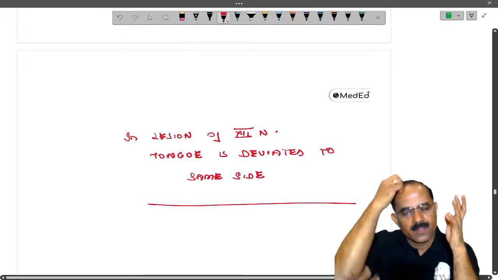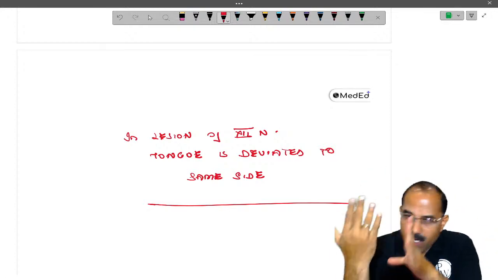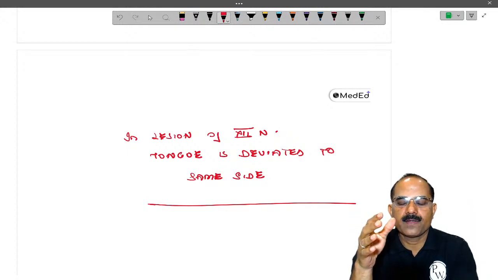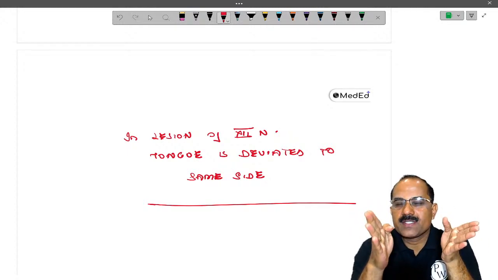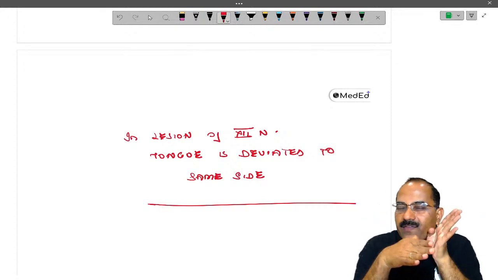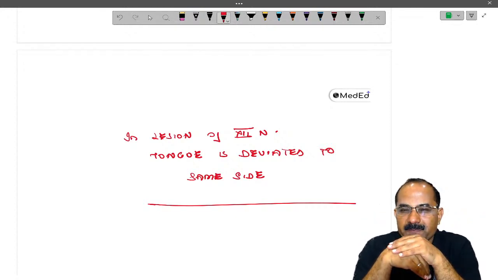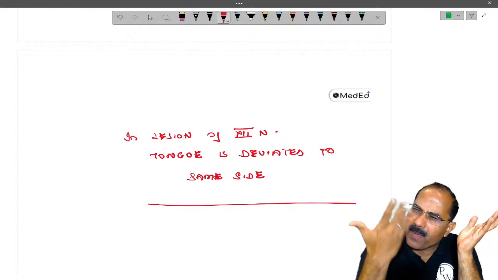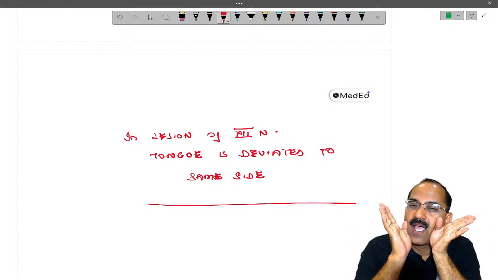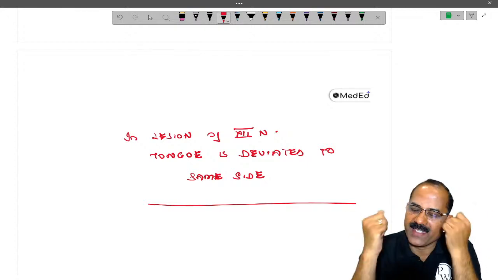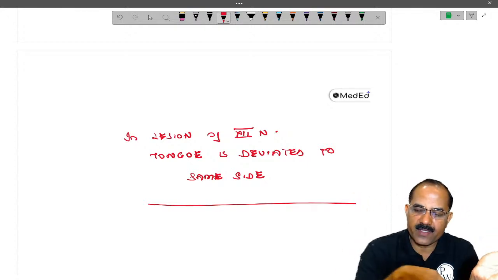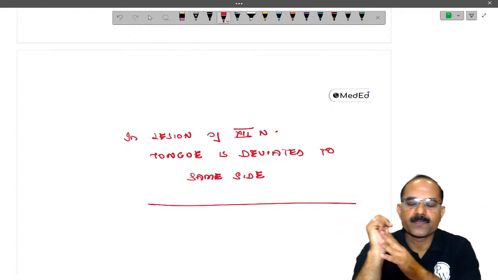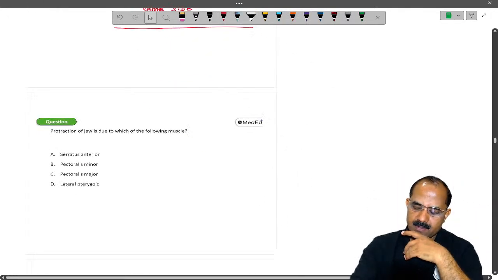See, once again, genioglossus protrudes the tongue to the opposite side. ठीक है? So the right genioglossus would deviate the tongue to the left side, and the left would deviate the tongue to the right side, right? So अगर right hypoglossal nerve injury हो गया, right genioglossus paralyzed हो गया, who becomes powerful? Left, and the left will deviate the tongue to the right side. So in lesions of hypoglossal nerve, the tongue is deviated to the same side of lesion, same as with fifth nerve. Okay, just remember all the MCQs.